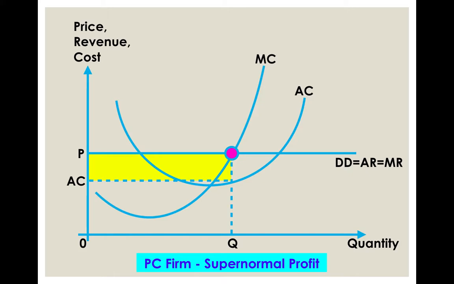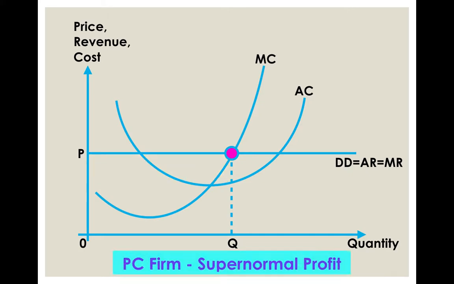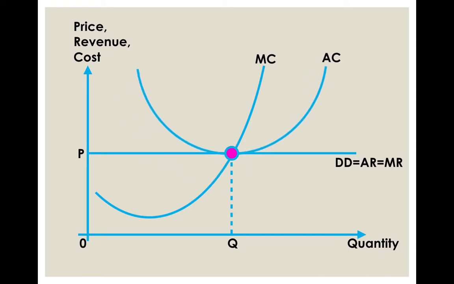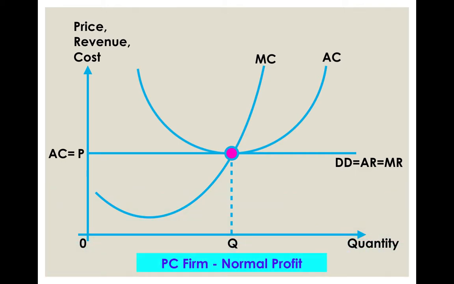Now how do we illustrate a PC firm earning normal profit then? Actually, based on this diagram, there is only one thing we need to change, and that is the position of the AC curve. If we shift the AC curve upwards until it is tangent to the demand curve, this will make total revenue earned by the firm equal to the total cost that's incurred by the firm, which means that this PC firm will be earning normal profit.